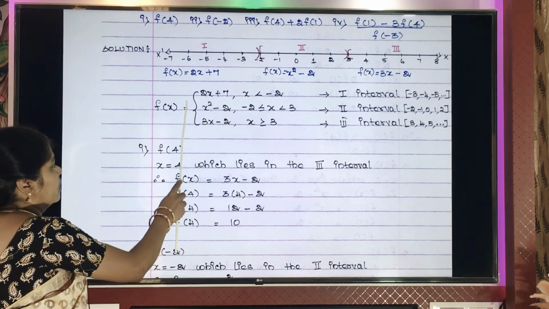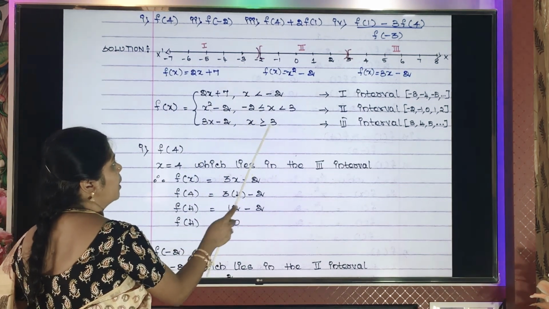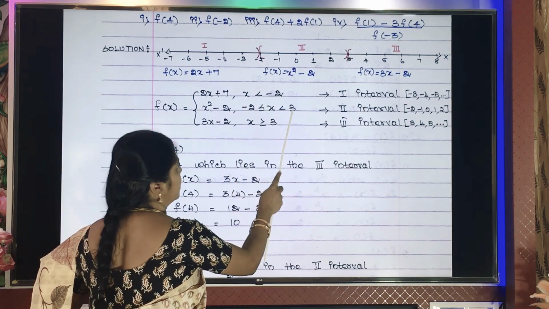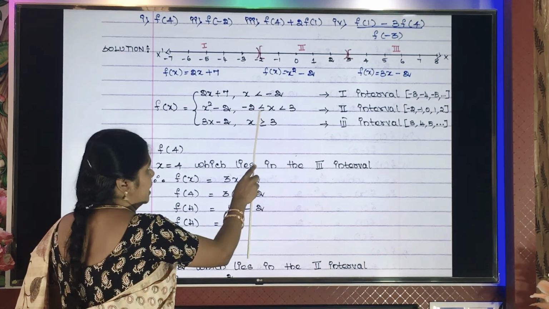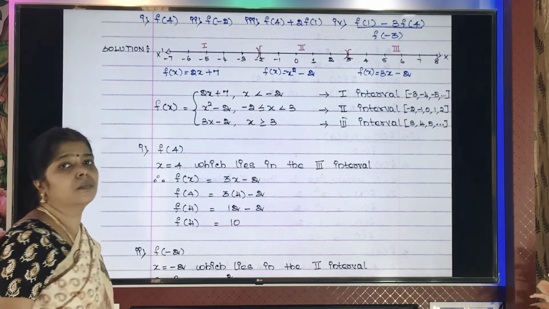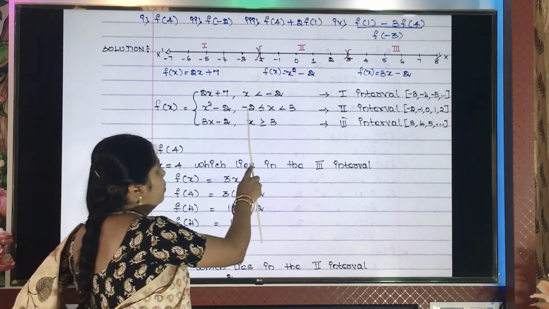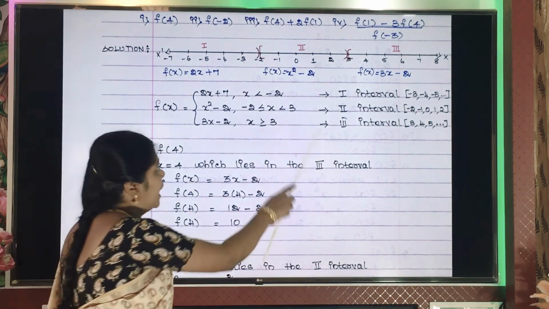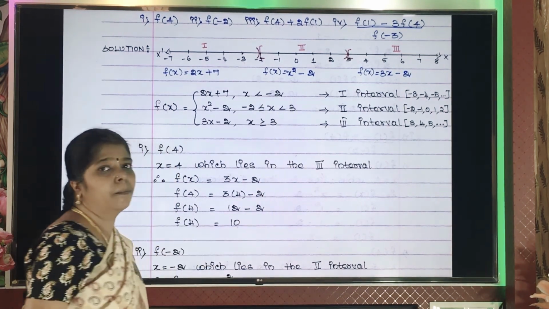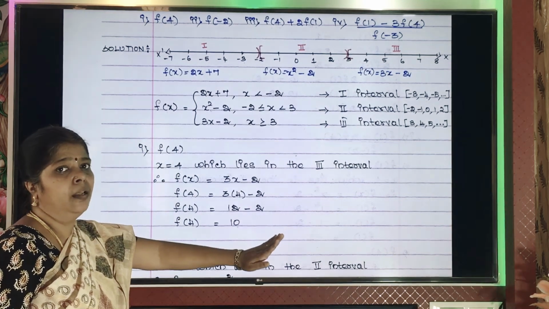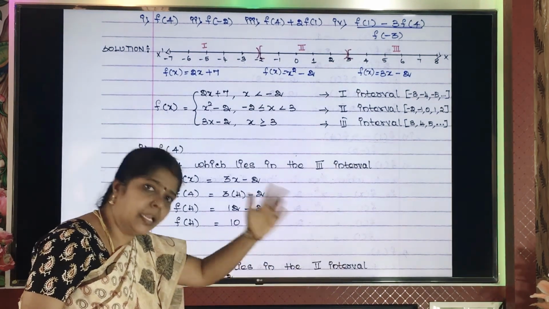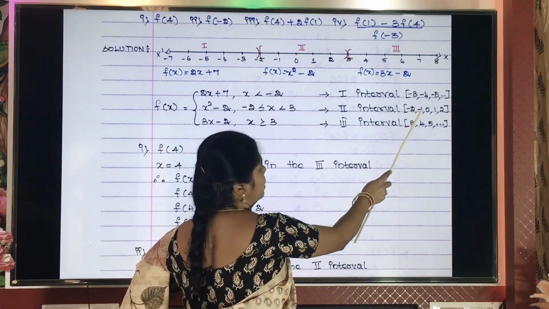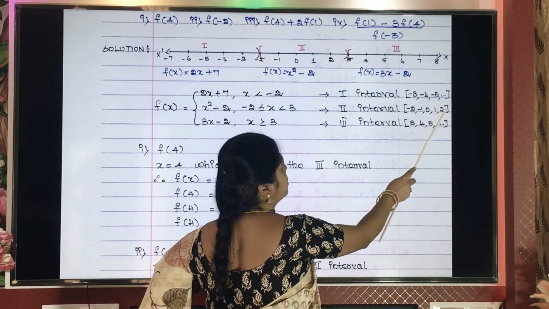Okay. Now, the second one. How to understand? x lies between minus 2 and 3. Equal to sign is given for minus 2, so you will include minus 2. Equal to sign is not given here, so don't include 3. Before 3, whatever number is there, that much you have. So, minus 2, minus 1, 0, 1, 2.